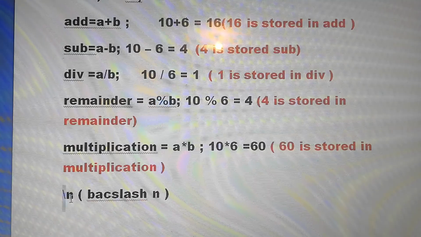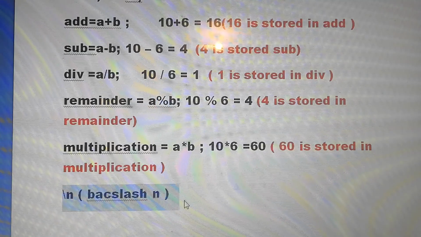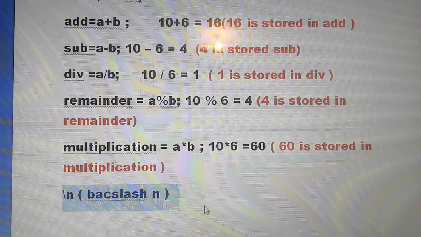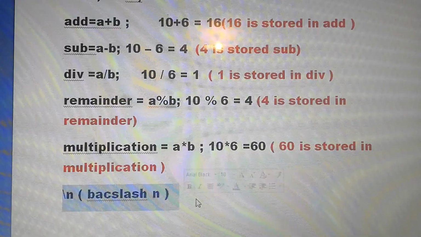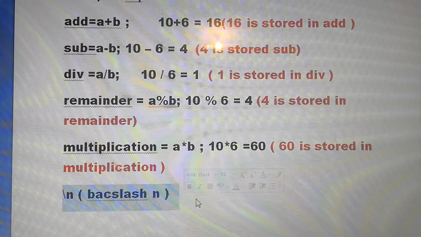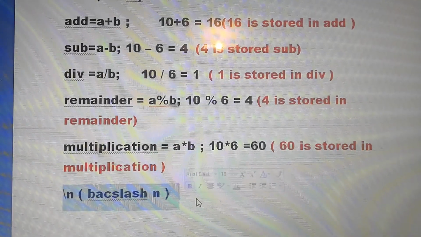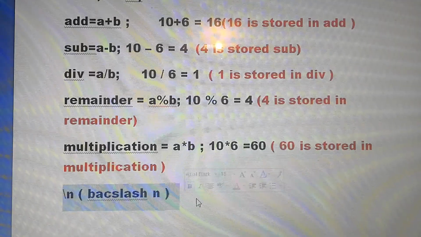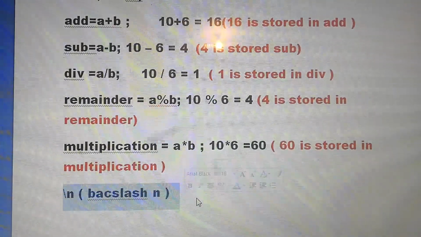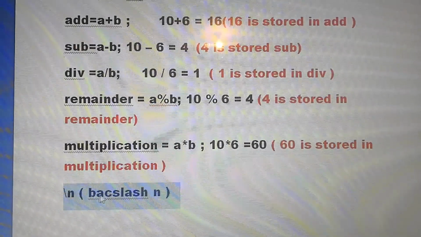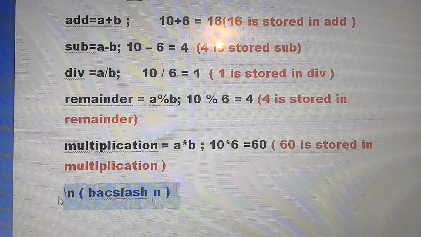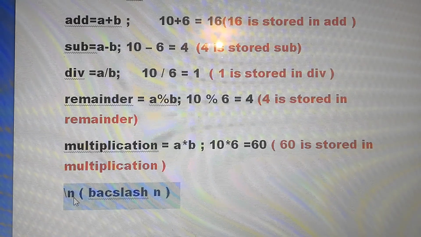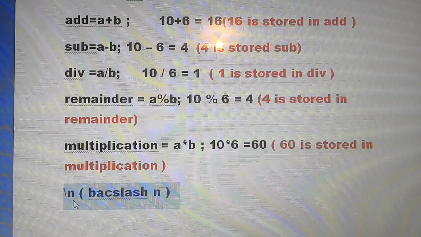Here backslash n works like an enter button. So println, you can write only one println. What if you want more, if you want to press the enter button again and again? Then you have to write backslash n within double inverted commas inside the println statement.